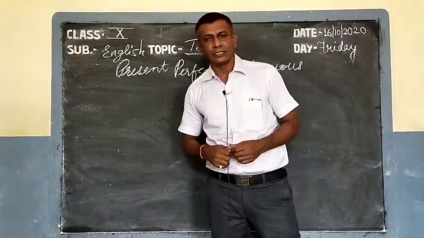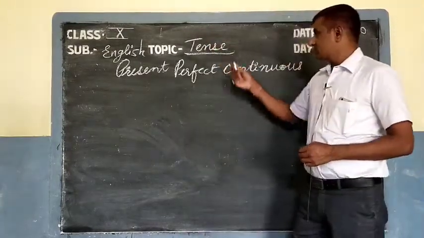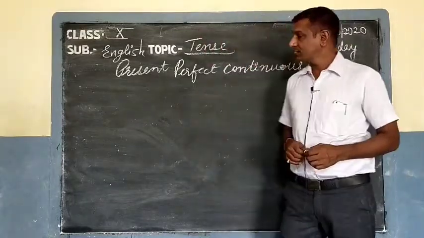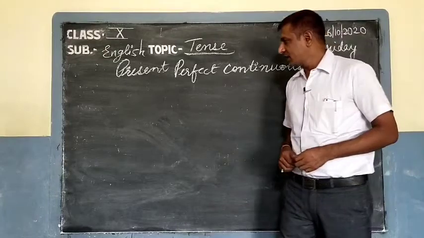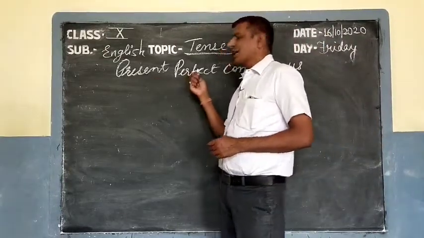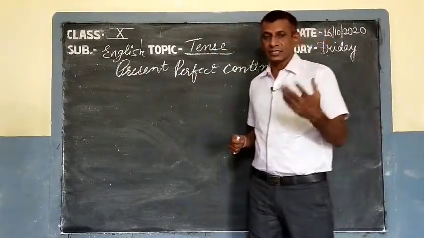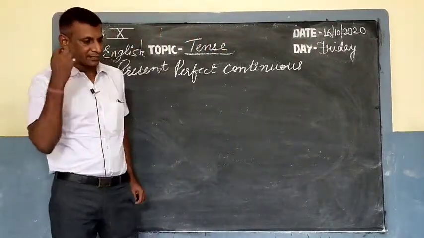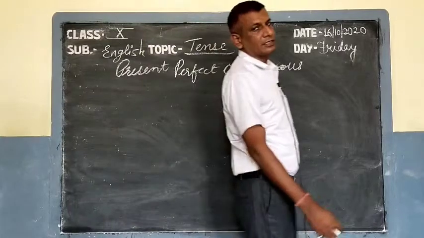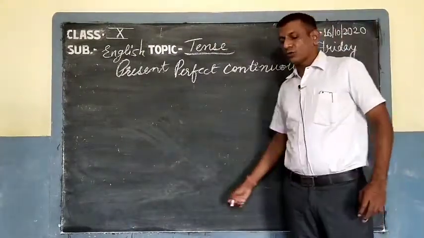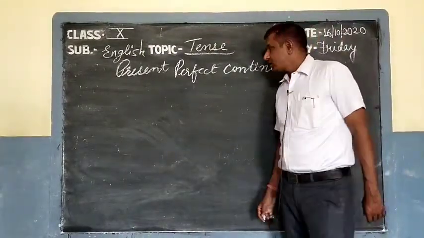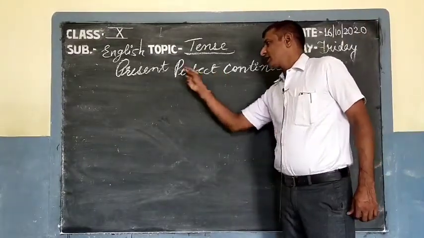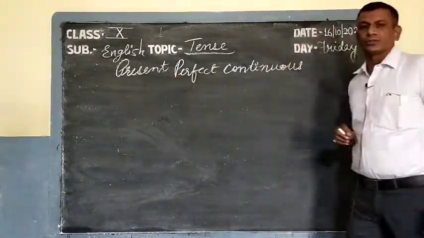Subject. We had been doing the exercise of tenses, sentences. We are continuing. We have done the present indefinite, present continuous, present perfect, and the last and the fourth sub part of present tense is present perfect continuous.